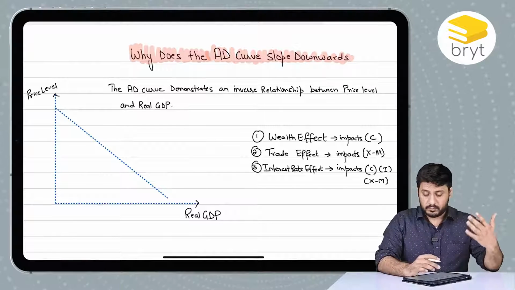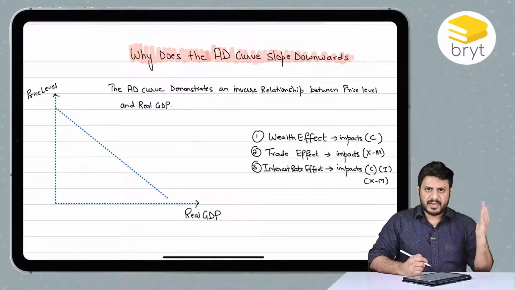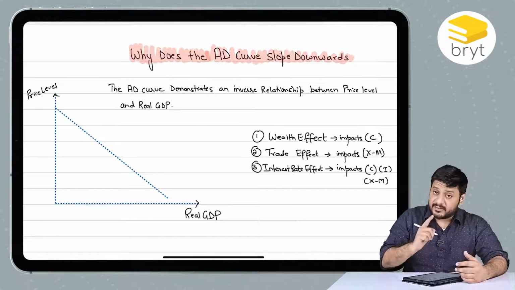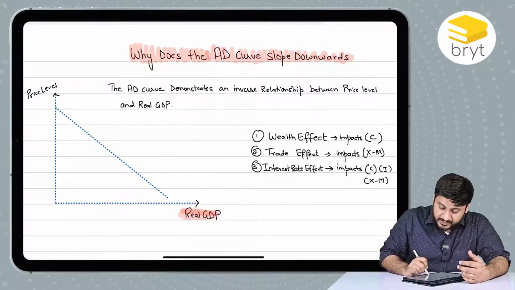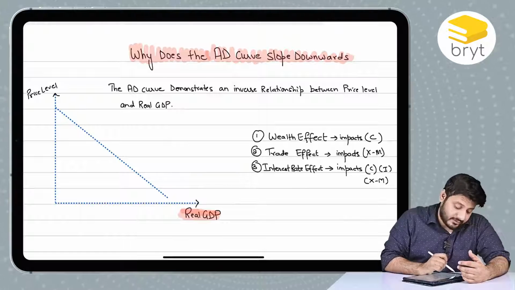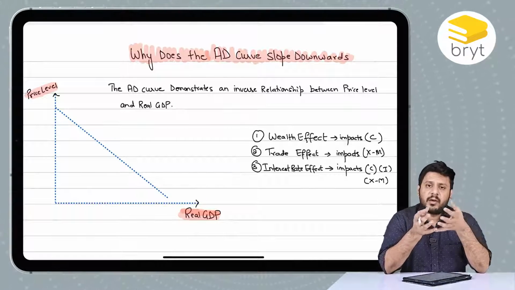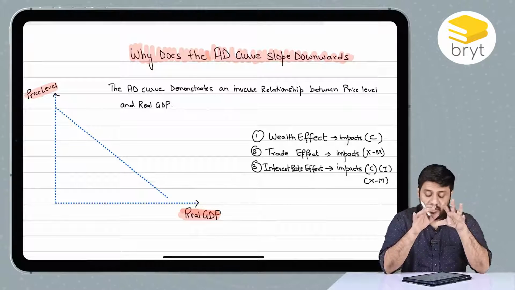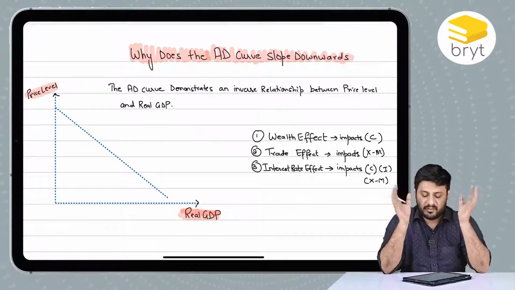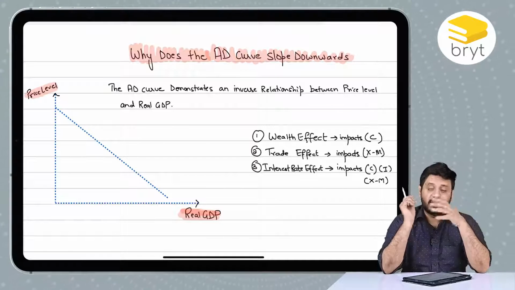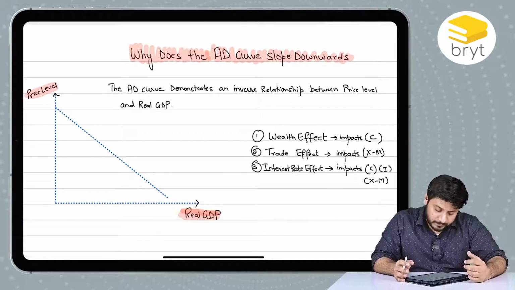When you say that it slopes downward, it means that it's going to be moving downwards from the y-axis to the x-axis. On the x-axis we will be labeling real GDP, and on the y-axis we will be labeling price level. We are labeling price level because we are measuring CPI, or inflation, on the y-axis. A lot of students make the mistake of writing prices on the y-axis. Not prices, it's price level, right? Because you're measuring inflation on the y-axis. On the x-axis we are writing real GDP, that is the real national output.